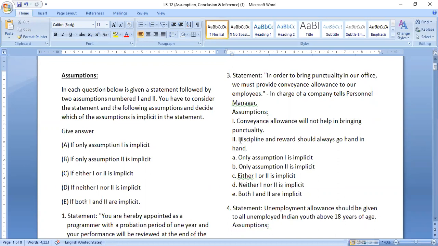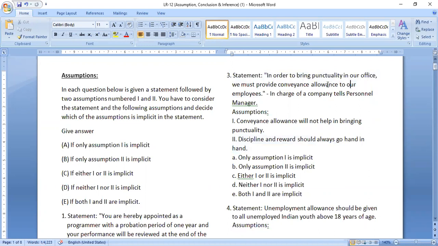I suppose you could not necessarily say that relating to the discipline statement, discipline and reward should always go hand in hand. But even here, don't you think that they have a very concrete statement being made? They say that to bring punctuality in our office, we must provide conveyance allowance to our employees.